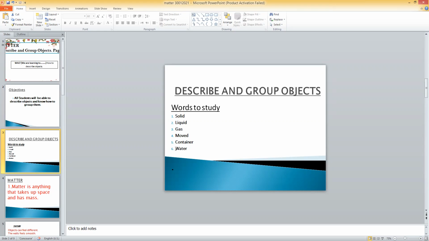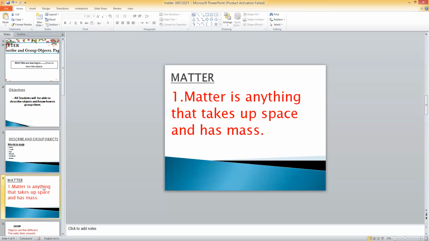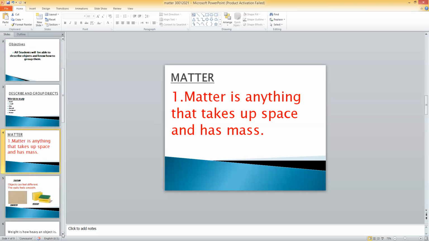Please create a placard for this and always read them, so it will be easier for you to read when I ask you to read in the class. Is that okay? All right, like I said, matter is anything that takes up space and has mass.